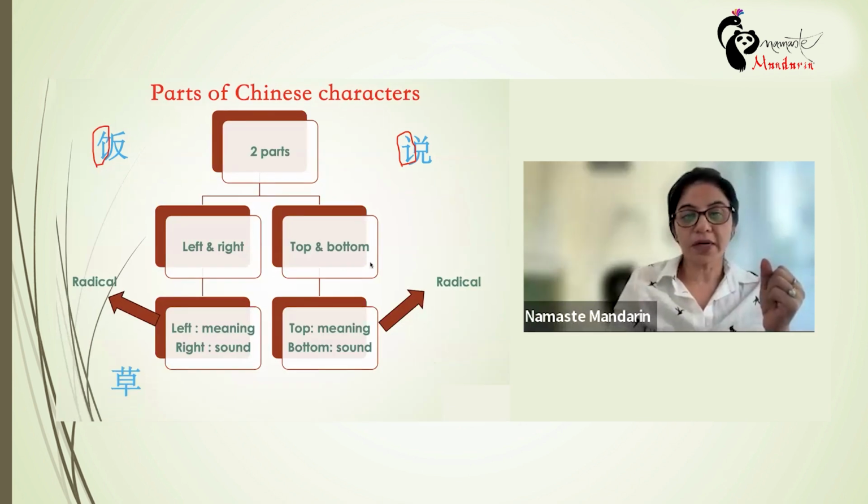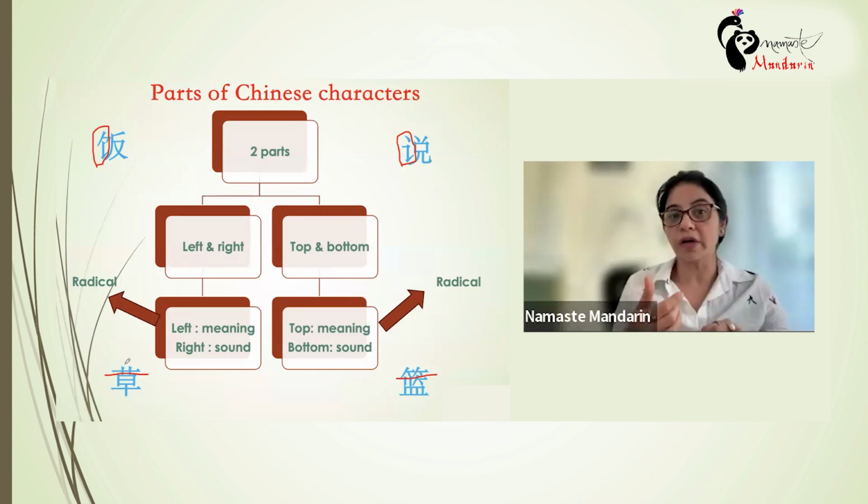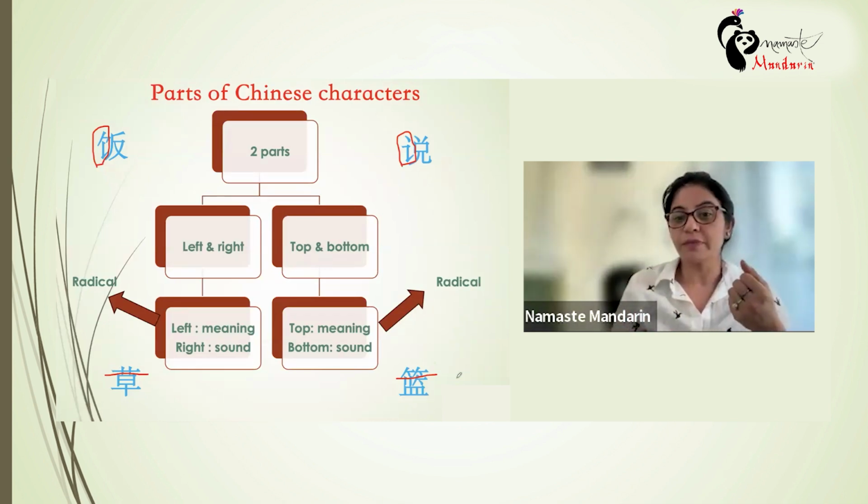So these two are the characters which have a top part and bottom part. Here this is the top part, and this is the radical. This radical is for leaves or grass. Anything related to leaf or grass or flower will have this radical. And this is the radical for bamboo. So things which are made up of bamboo or related to bamboo will have this particular radical in them.